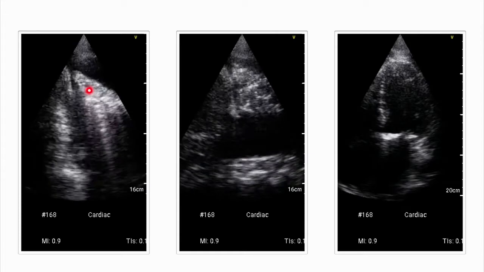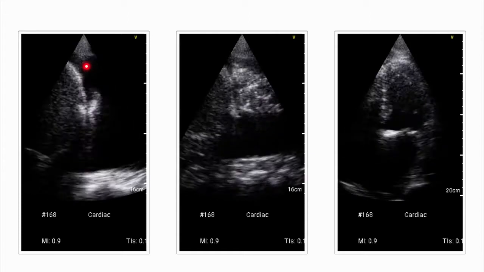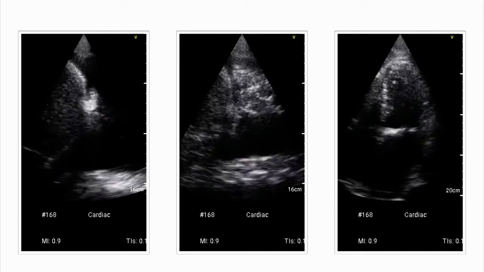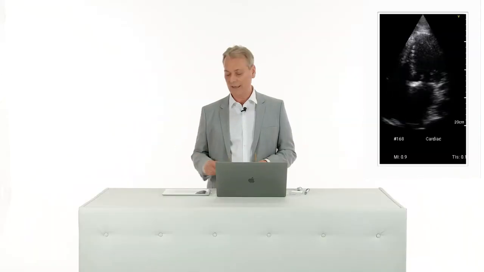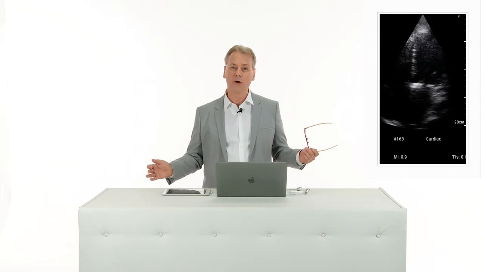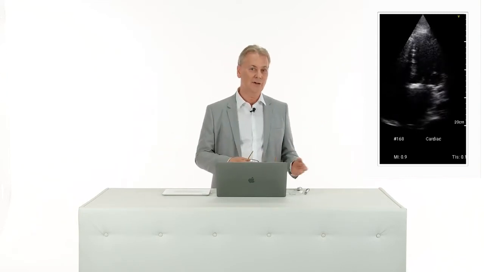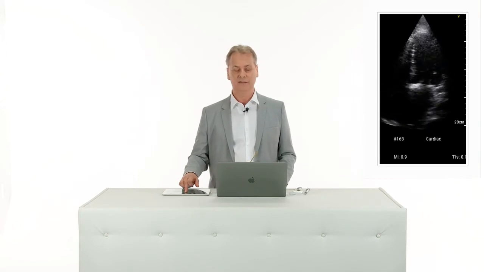You can see that there's consolidated lung tissue here. You have echo-free space seen in this image and in this image. You can also perform an echocardiogram and confirm that he has normal cardiac function. That is, his dyspnea and his cough are not related to the heart, but rather to the lungs.